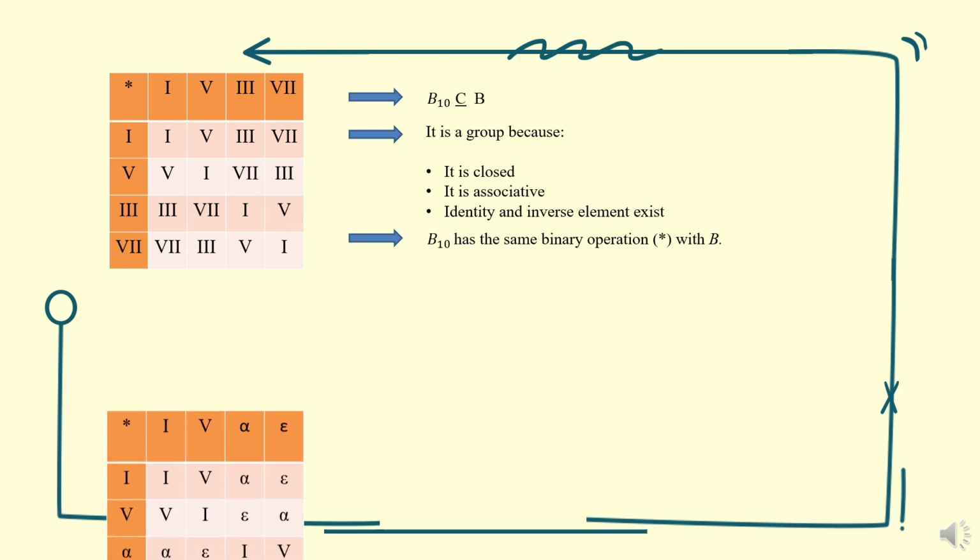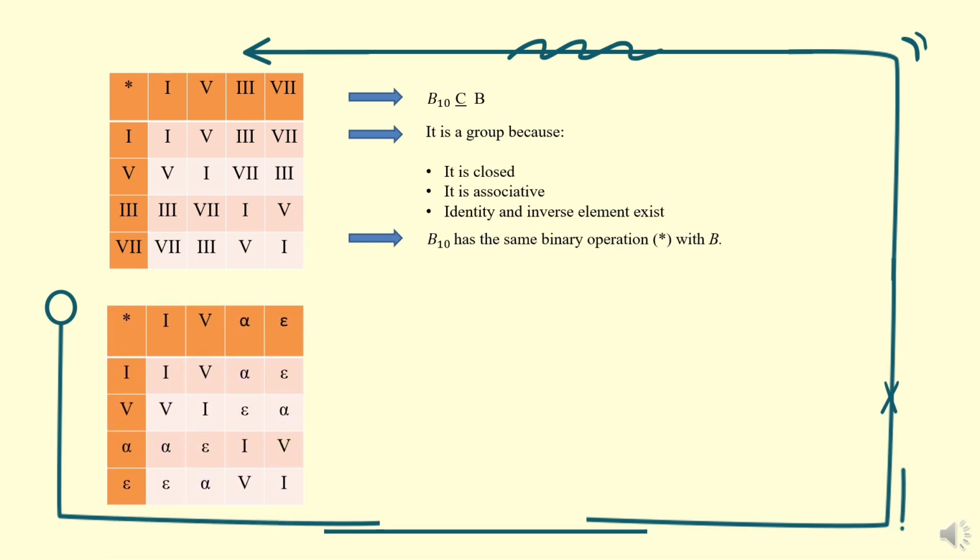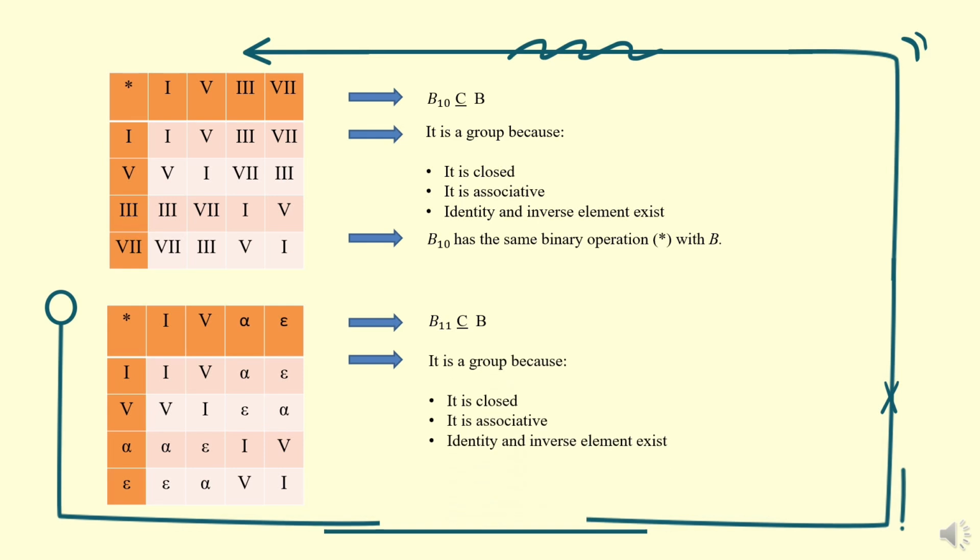So next. So now let's have the set of 1, 5, alpha, and epsilon under the binary operation star as a proper subgroup. So B11 is a proper subgroup of B. Yes, because the elements of this table are in table B. So it is a group because it is closed.